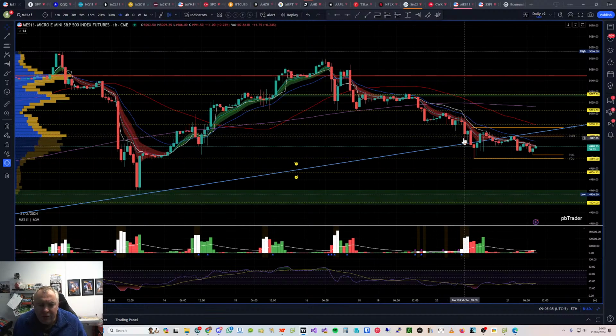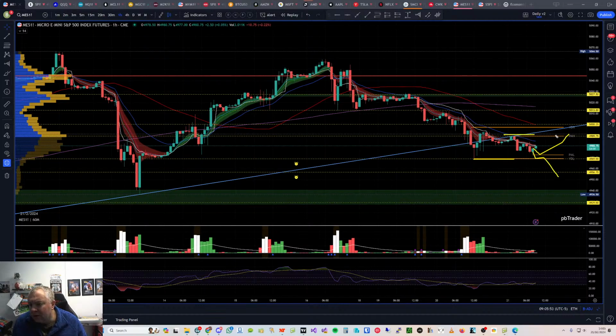And that's it really for the ES. I'm going to keep it as simple as possible. So to sum up, we're watching yesterday's low, which is 49.69, for a potential bounce, or we're watching it for a break and retest short.